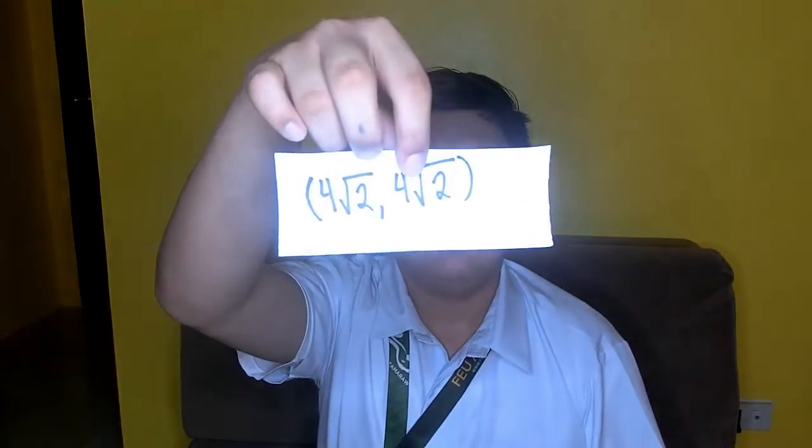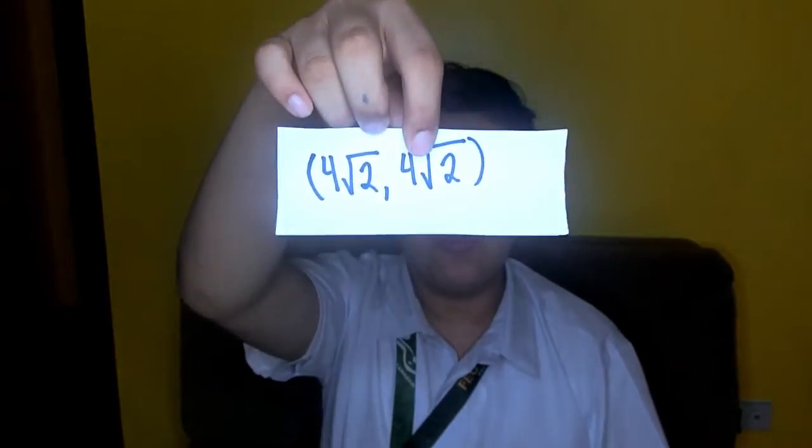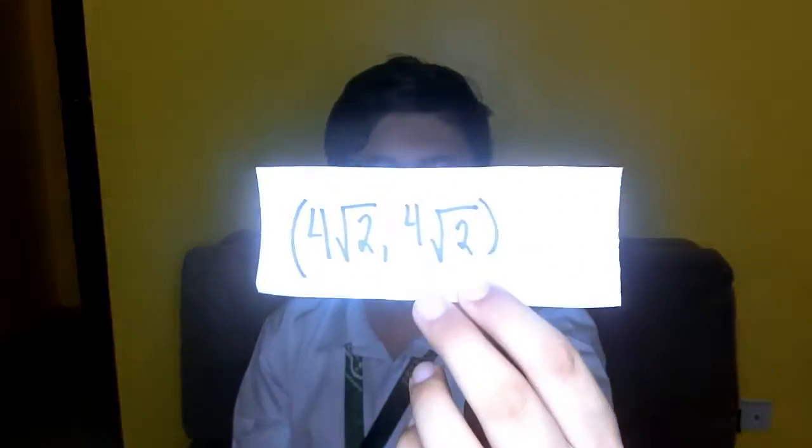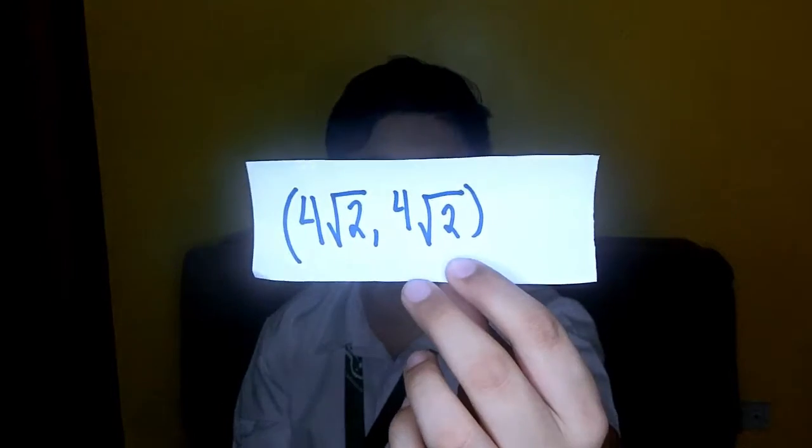So the two ordered pairs we have are: first, 4 square root of 2 and 4 square root of 2. The second ordered pair is 4 square root of 2 and 4 square root of 2. So guys, we now know the two ordered pairs of the system of nonlinear equations for the given word problem.